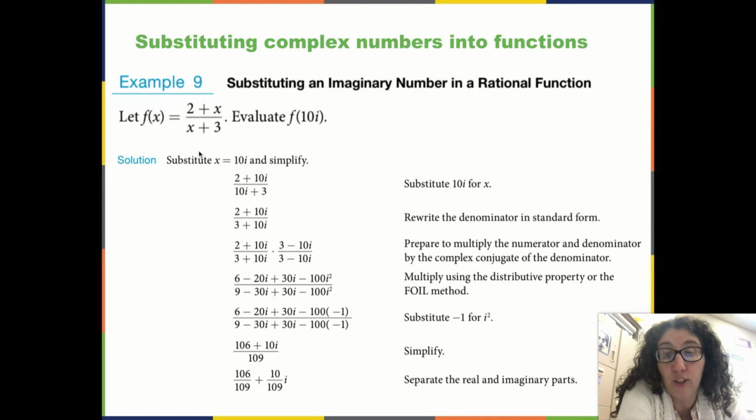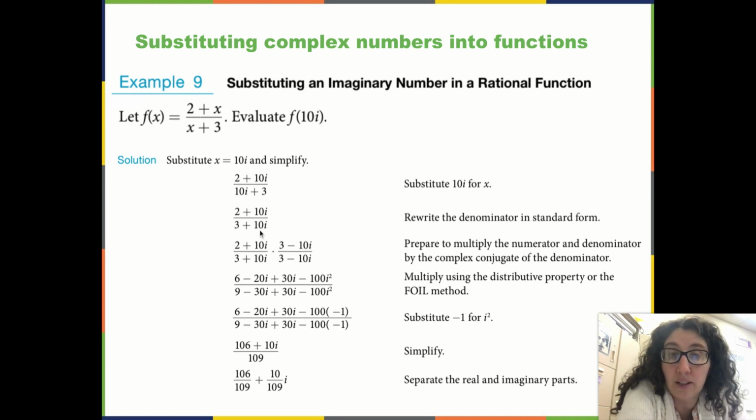Okay, what if it looks like this? If we have a rational function instead? Same thing. Everywhere there's an x, we're going to put 10i. So this just has an imaginary part. So we get 2 plus 10i over 10i plus 3. All right, now we've got a division problem. So we rewrote this in standard form.